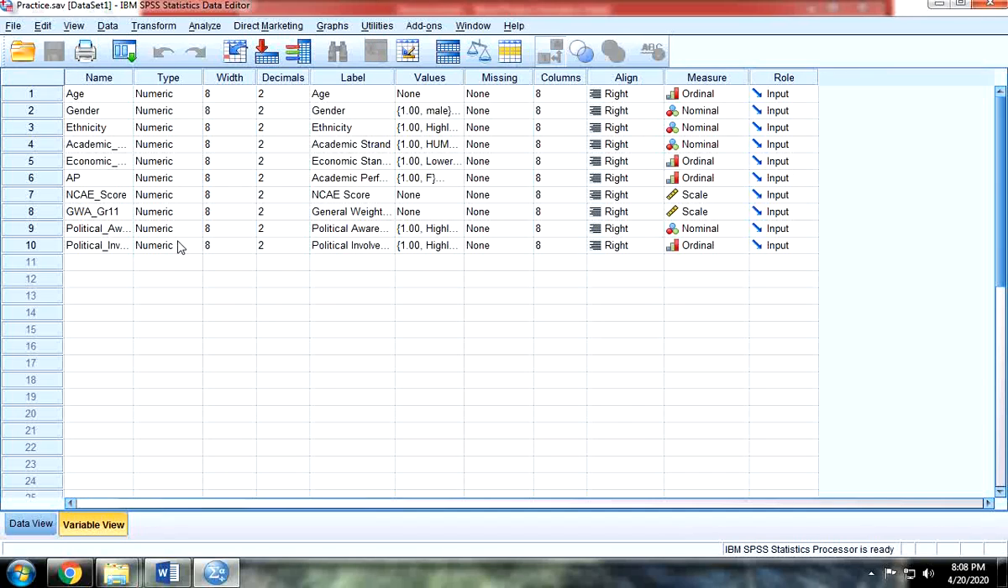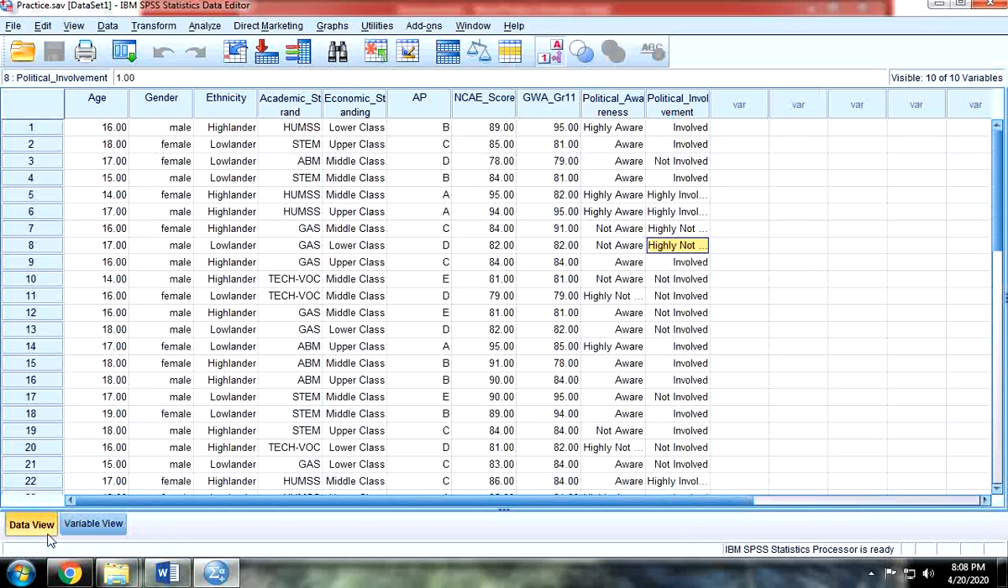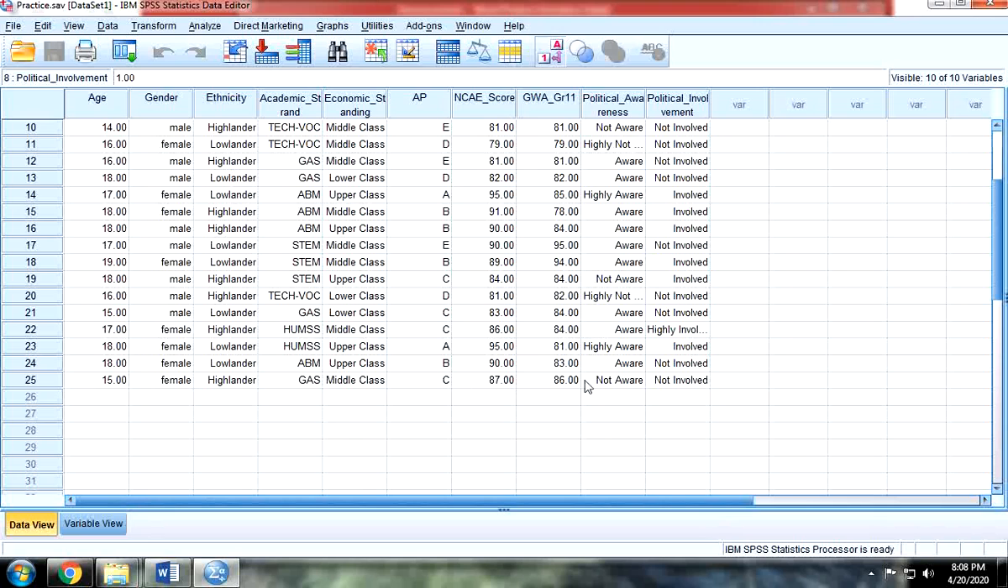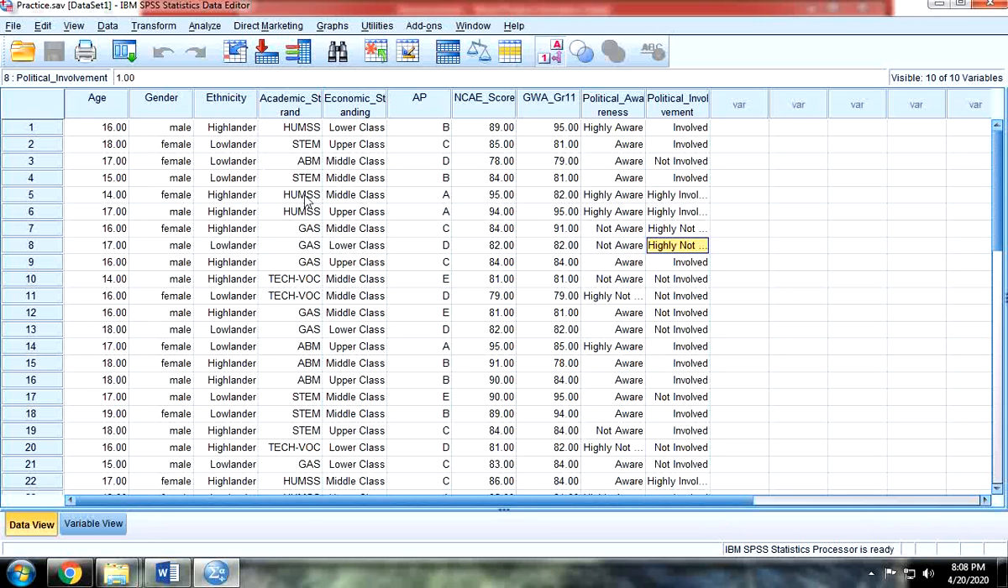Under your variable view, we input the variables or concepts which were reflected or mentioned in our questionnaire. So we already know how to input the data here. Then under your data view are the individual responses of our respondents. So we have 25 respondents and this is just a made-up concept.